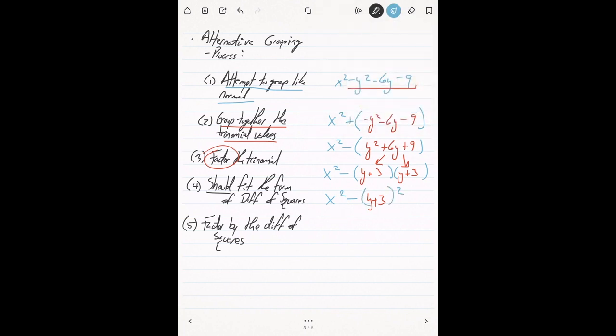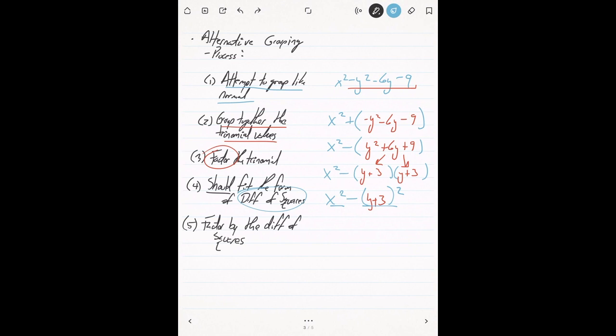We have a quantity squared, and we have another quantity squared. This fits the form of the difference of squares. We have two quantities squared, and they're being subtracted from each other. So we can factor this component down by using the difference of squares formula.